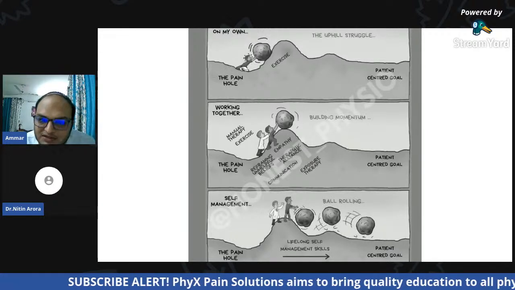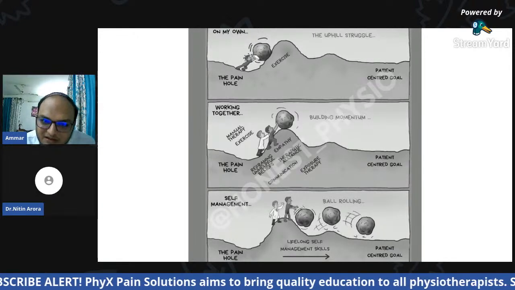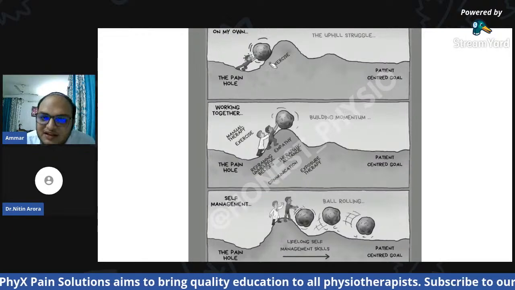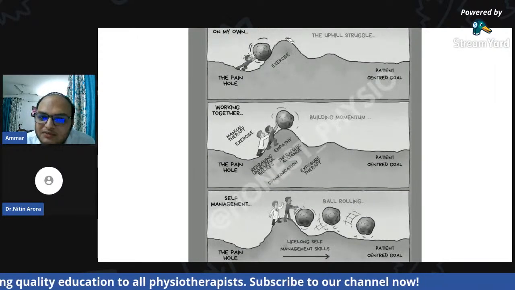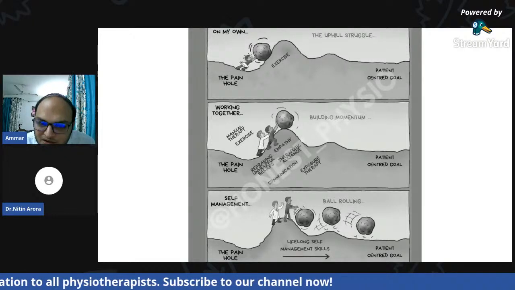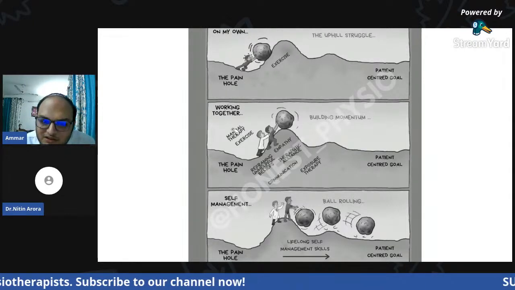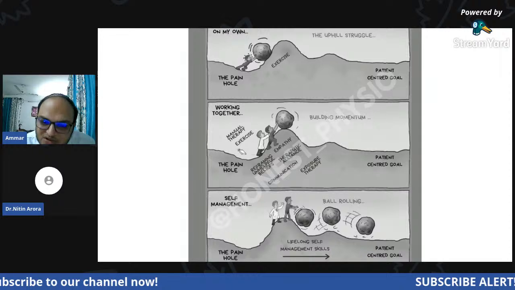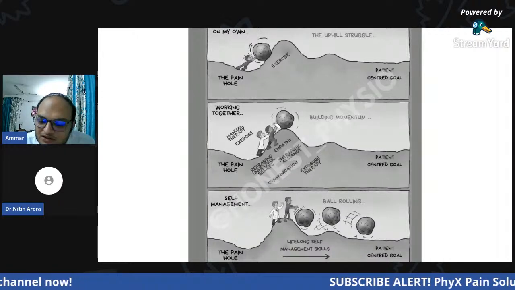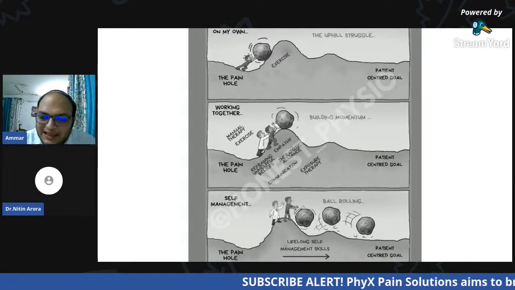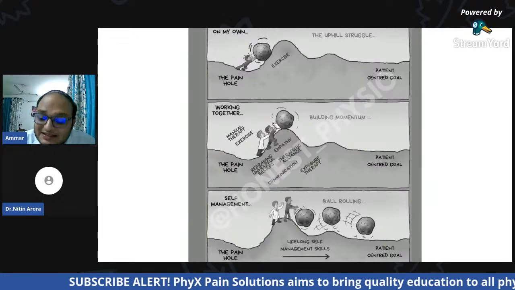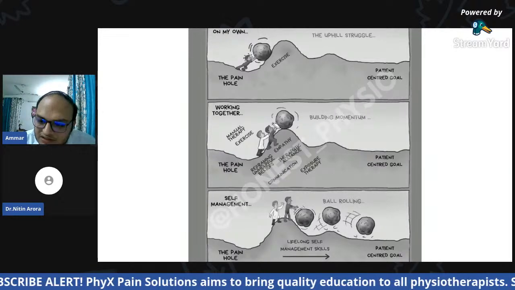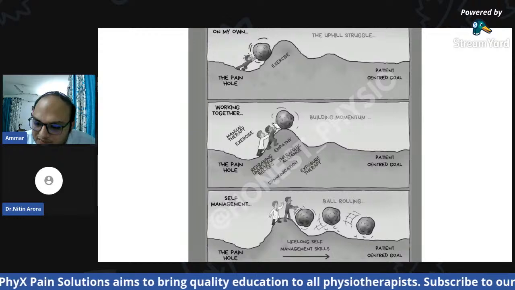Sometimes the patient is having pain. You gave exercises. He's not able to go, his pain is not letting him, meaning he's not able to climb the mountain. He's in a pain hole. Where is the manual therapy? This is the manual therapist. So he's helping him. So remember, exercise is the mainstay. Everything else is an adjunct. They are not treatment, right?